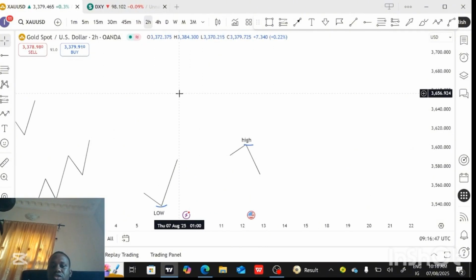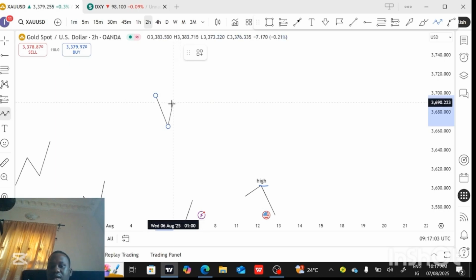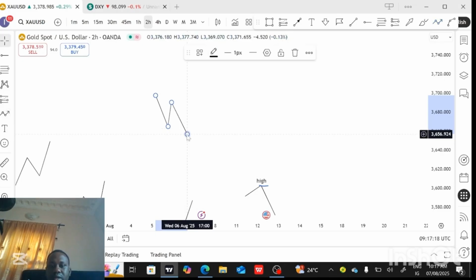Then for a downtrend, it's just the opposite of this. So for a downtrend, remember this is our first high and this is our first low, right? So price is giving us what? It's making a new high here, but it's lower than this high. Therefore we'll call it a lower high. Take notes.